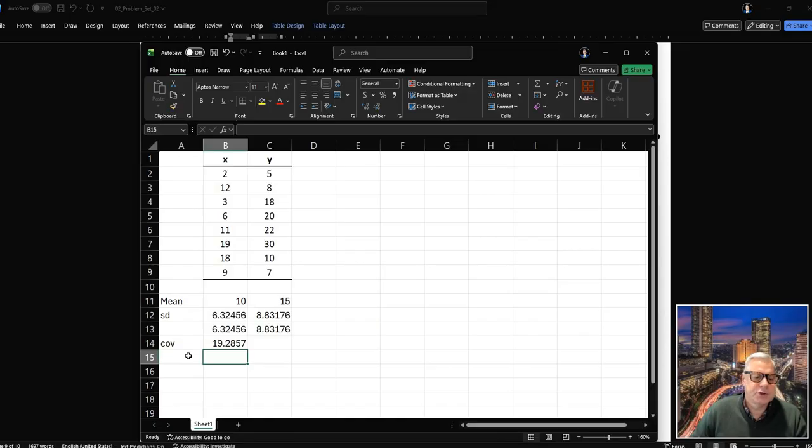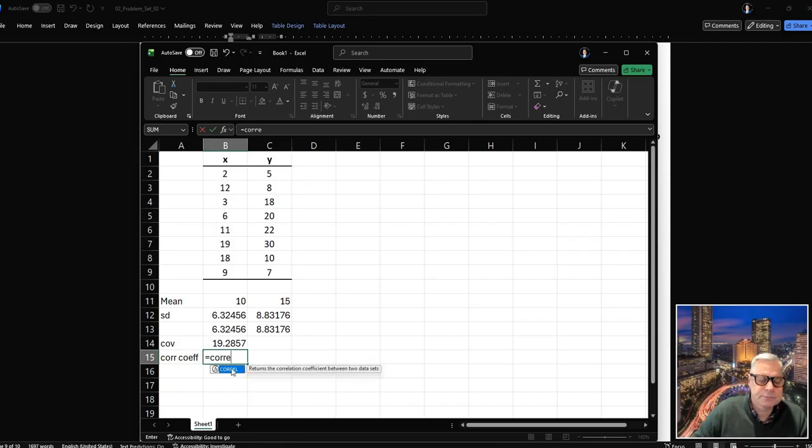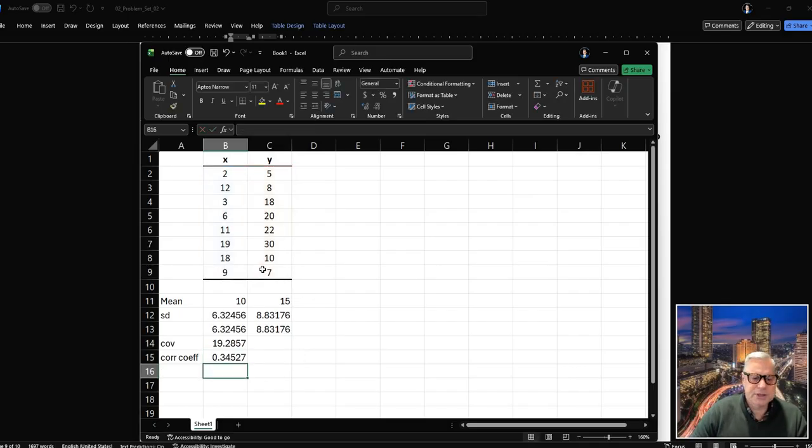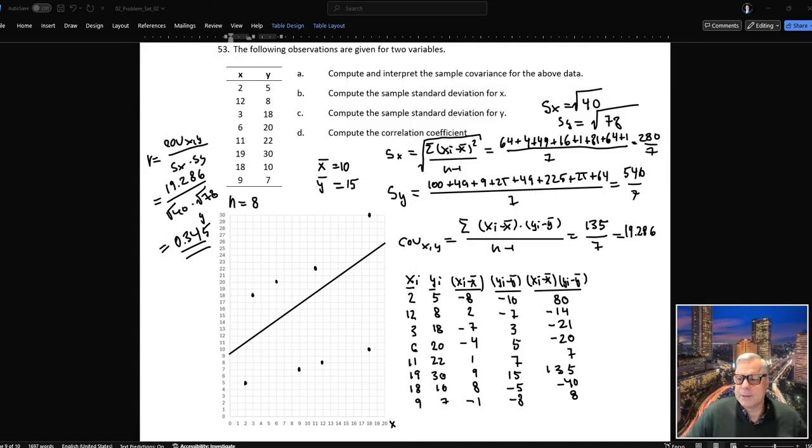And then the correlation coefficient should be also correct. So the command in Excel is correl. And we have array 1, comma, array 2. And now we should get something like 0.345, which is exactly what we got. So it looks like we didn't make a mistake, which is good.